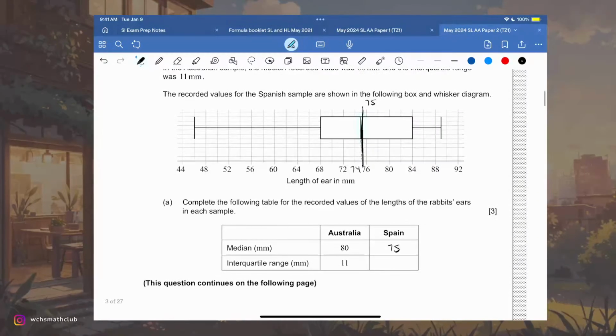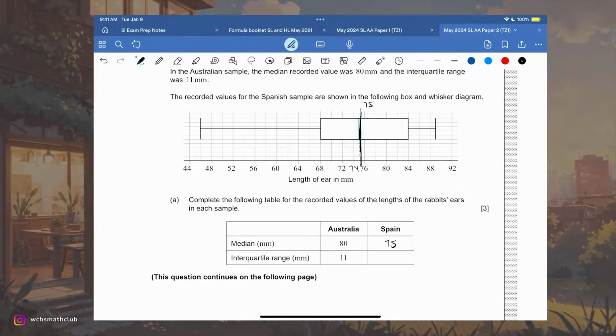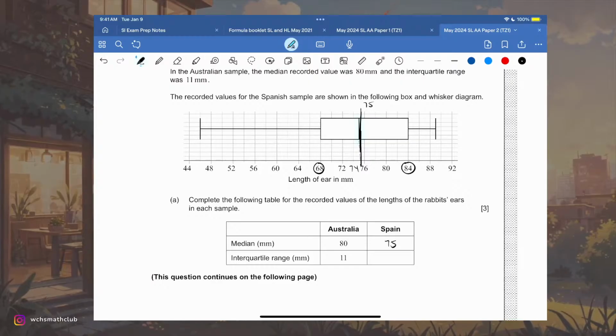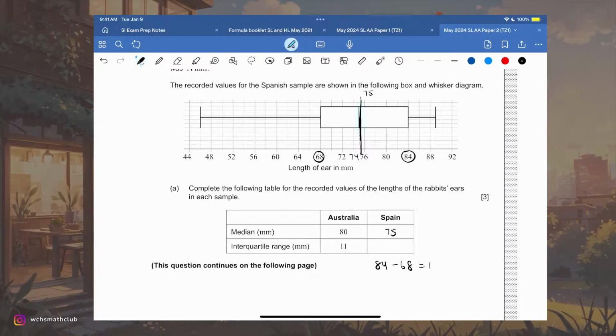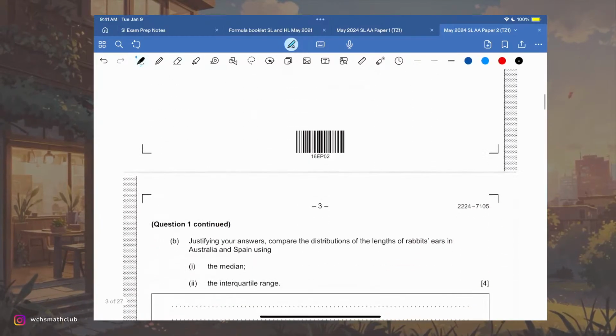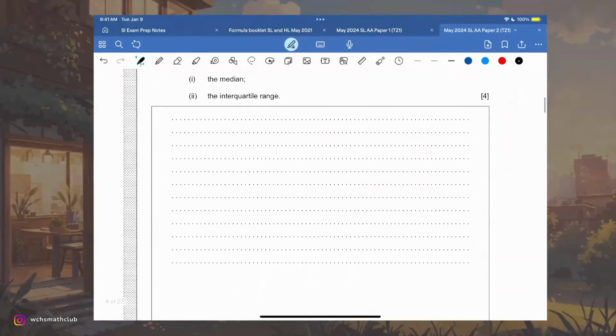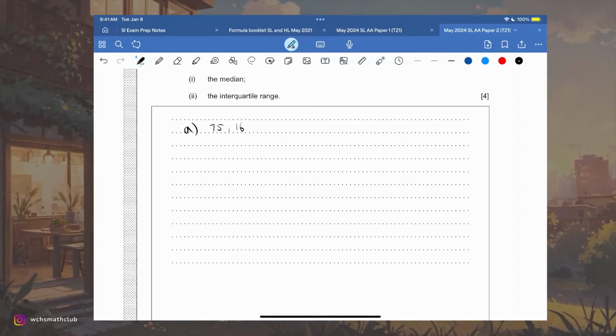For the interquartile range, all you're going to do is subtract the first quartile from the third quartile. Here the third quartile is at 84, and the first quartile is at 68. All you're going to do is 84 minus 68, which equals 16. And that's our answers for part A. If you want to make it more clear, you can write it again down here. So for A, we have 75 and 16 as the two answers we filled in the table.